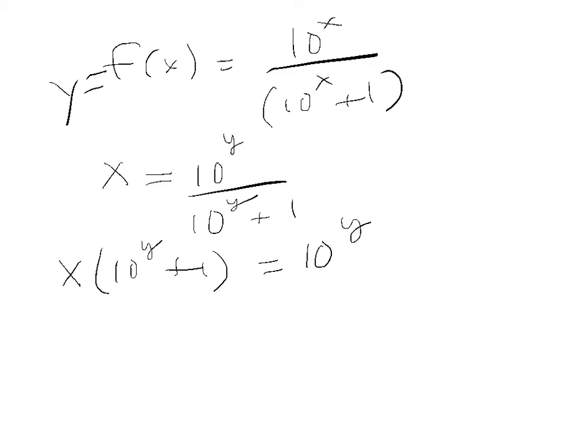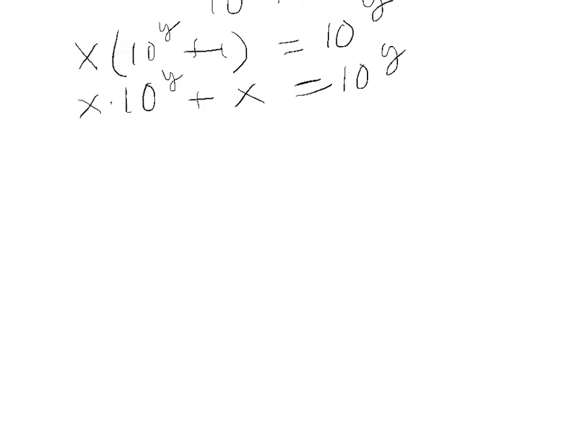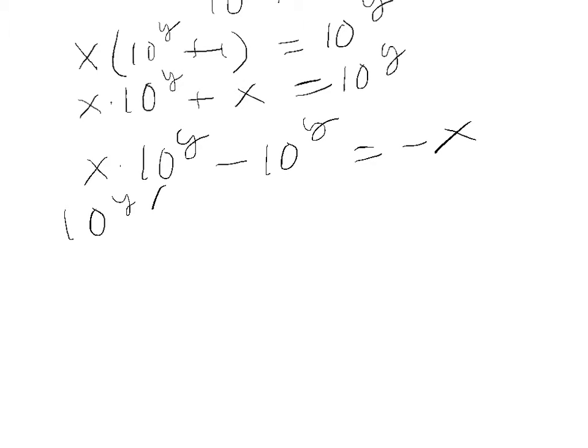Then I'm going to multiply through x times 10 to the y plus x equals 10 to the y. Then I am going to get everything with a y in it on one side. So this is x times 10 to the y minus 10 to the y equals negative x. Factor out a 10 to the y. We have x minus 1 equals negative x.